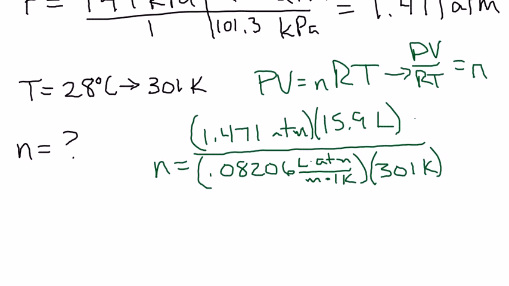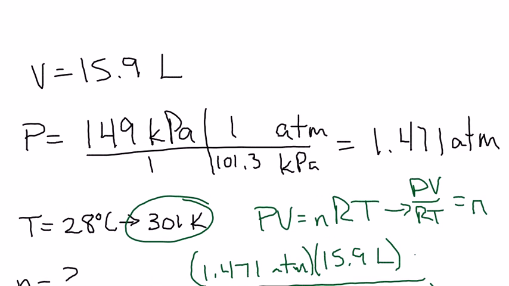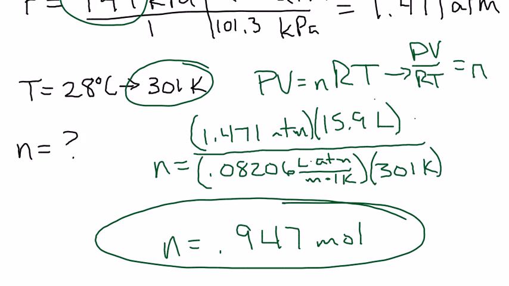When we run through all that math, our N, or our number of moles, equals 0.947 moles of whatever gas we have. Again, this should be 3 significant figures. We've got 3 here, we've got 3 here, and we've got 3 here. So we're good with the 0.947 moles there.